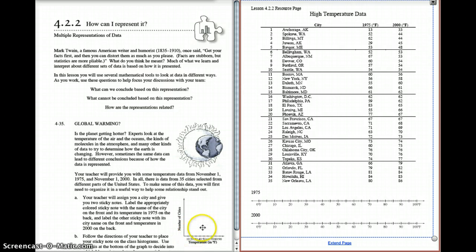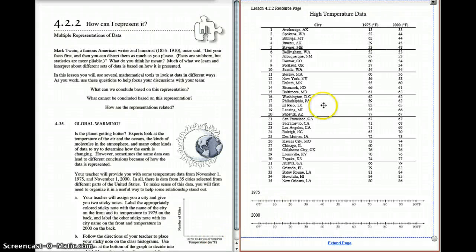Number of cities in the 20s. So let's go again to 1975. We've got 1 here, which is Juneau, Alaska. And there's no more than 1, so we've got 1 for that one. 30s. Actually, let's take one that I know there's going to be more of. Let's take the 70s here.